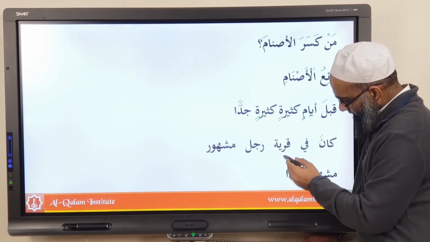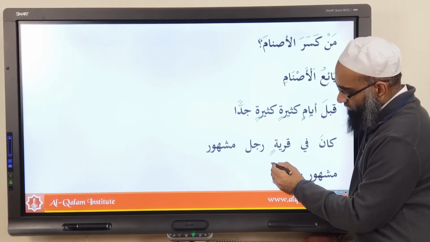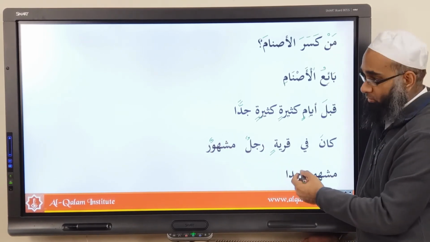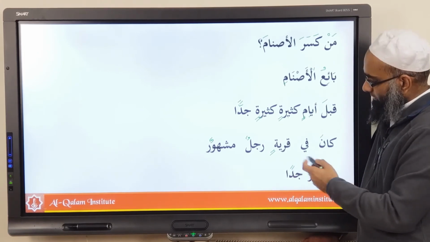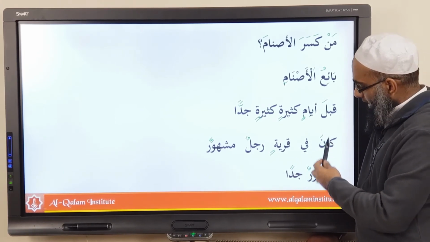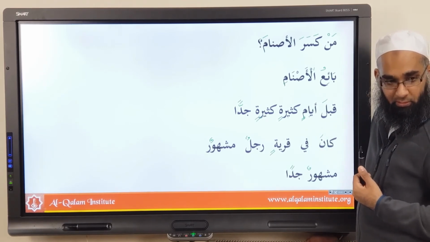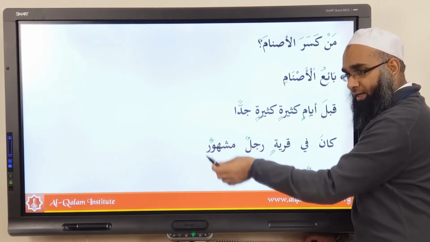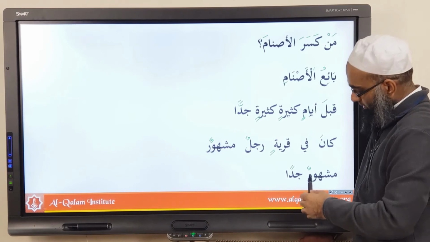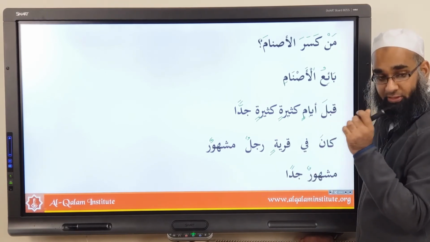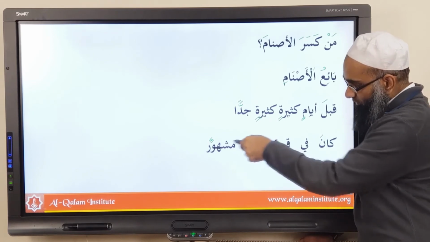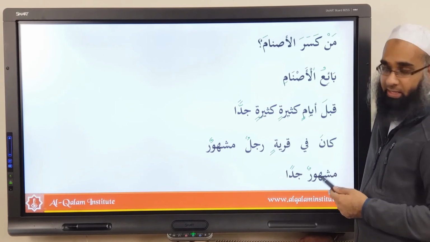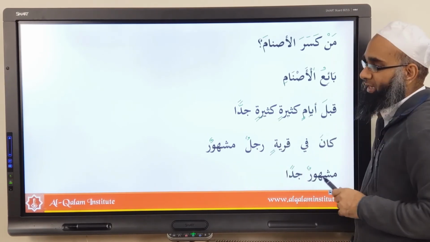So kana fi qaryatin rajulun mashhurun. No, mashhurun jiddan. Translation? There was. Where do you get there from? Yes, if you have the khabar muqaddam, you have to put the word there. Because the mubtada is mu'akhkhar and nakira, you have to put the word there. So there was a very famous. How many verys are there? Because very is here, very famous. There was a very, very famous man in a village.